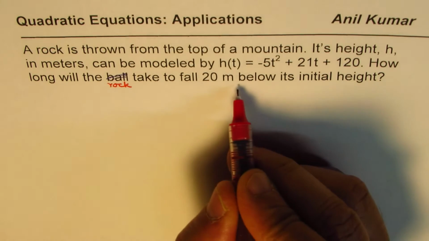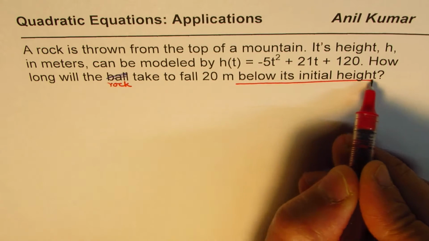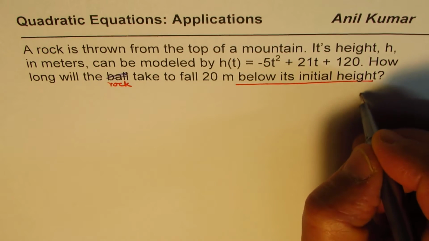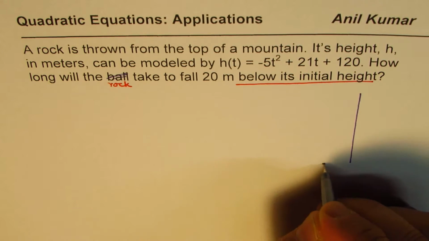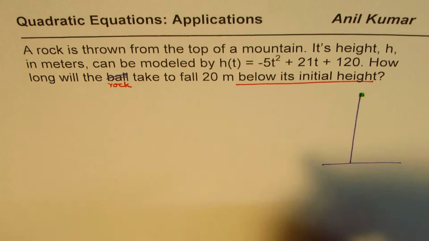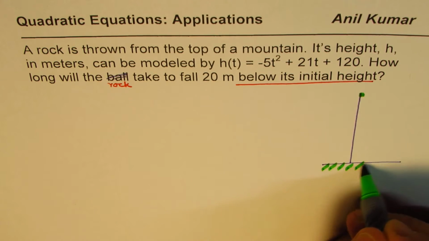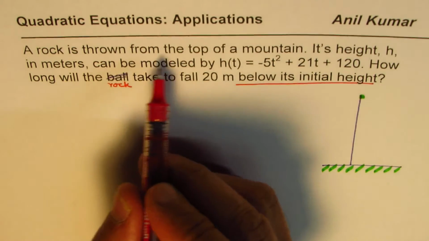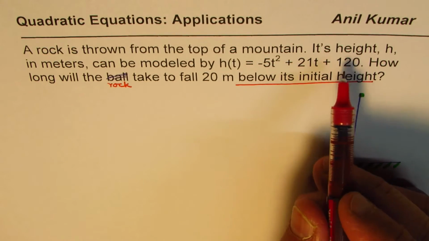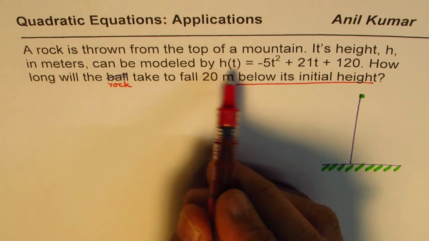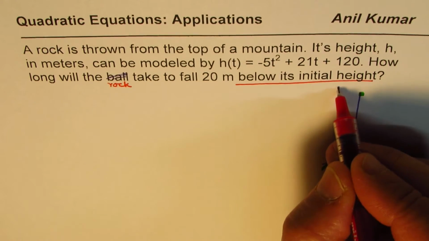So it's kind of important to understand what this means. You can always pause the video, answer the question, and then look into my suggestions. What we have here is kind of, let me give a scenario. So let's say this is the top of the mountain and that's the ground, right? So what we are saying here is that the rock is thrown from the top of the mountain. Its height h in meters can be modeled by this function. So this is height, right?